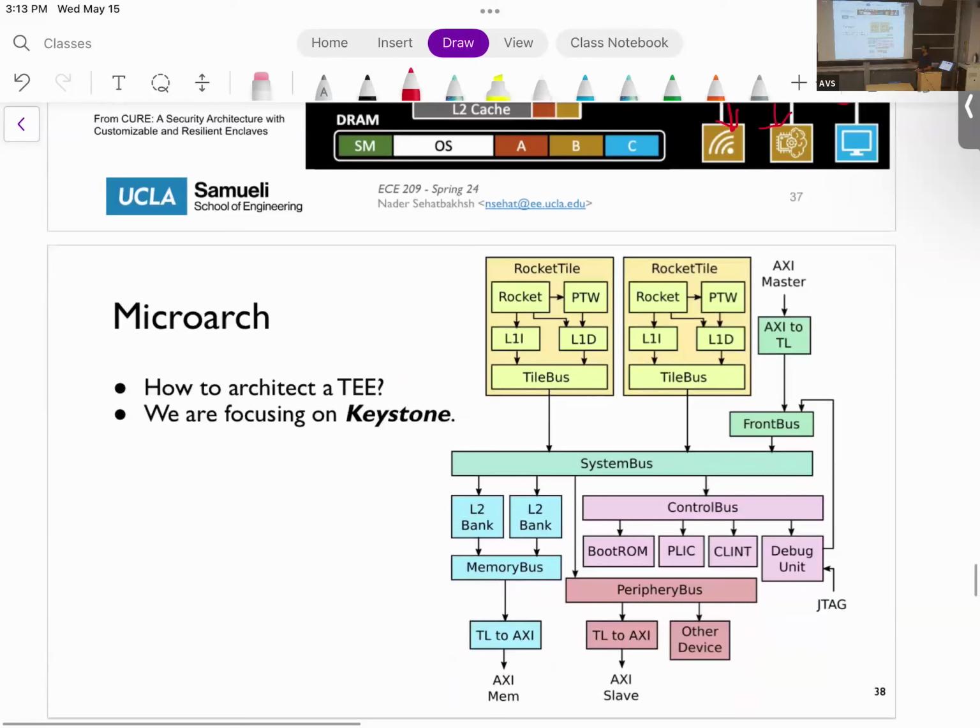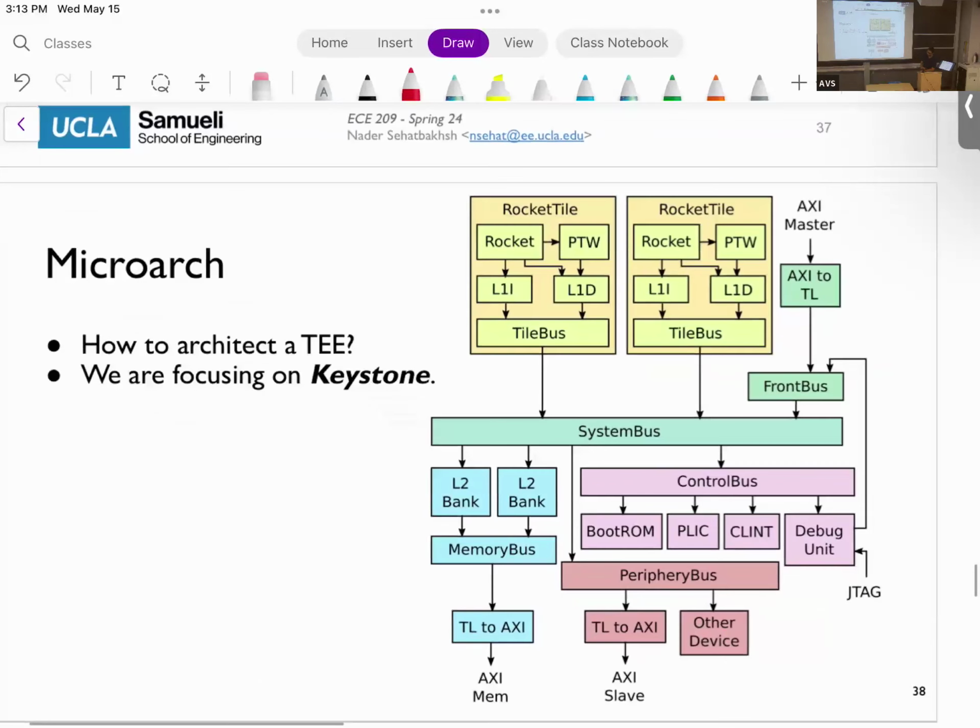For the rest of this, I want to talk a little bit about the macro architecture of a TEE, and how, in a system with the processor and the DRAM and the peripherals, where this TEE sits and what are the considerations that one needs to have. So from the computer architecture perspective, what are the important things that we need to do? And I'm going to focus on RISC-V based TEEs because everything we discussed so far was on RISC-V. So let's focus on RISC-V.